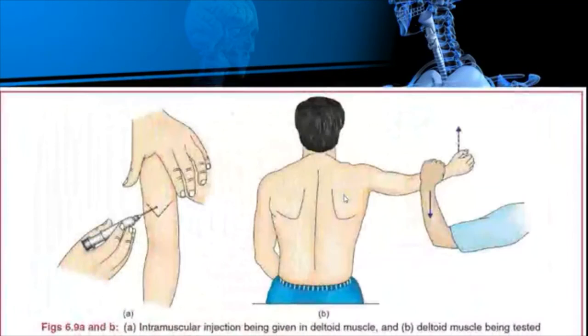This figure is showing the deltoid muscle used for intramuscular injection, and the deltoid muscle acts by abducting the shoulder joint, because the function of the deltoid muscle is to move the shoulder joint from 15 to 90 degrees. So abduction of 15 to 90 degrees is produced by the deltoid muscle. It is supplied by the axillary nerve coming from the posterior cord of the brachial plexus.